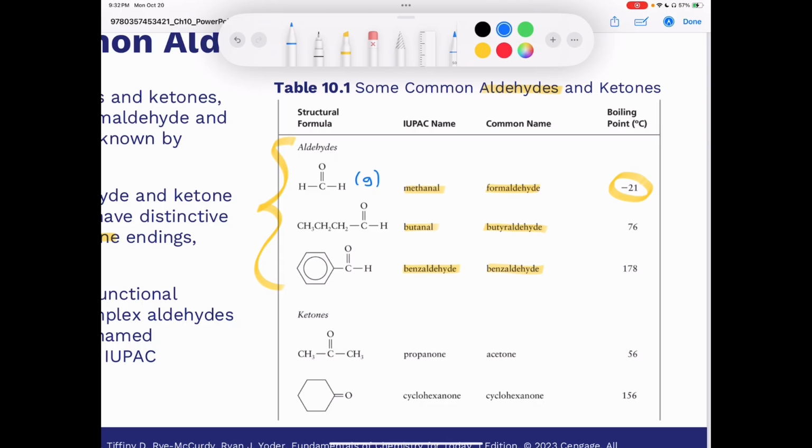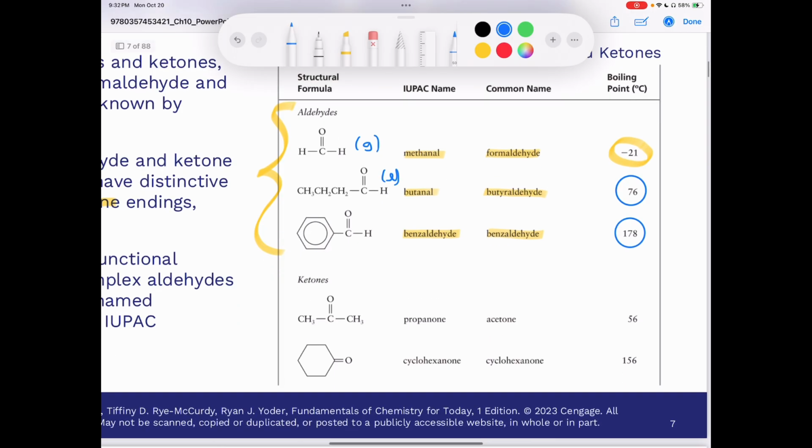Then we have butanal, which has a boiling point of 76 degrees Celsius, and so it is a liquid. And then we see benzaldehyde, which has a boiling point of 178 degrees Celsius. So it has a much higher boiling point than methanal and butanal.